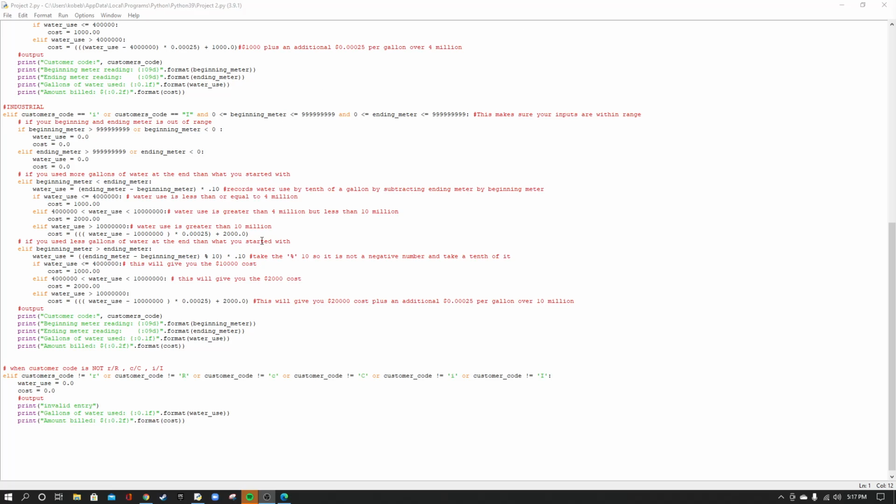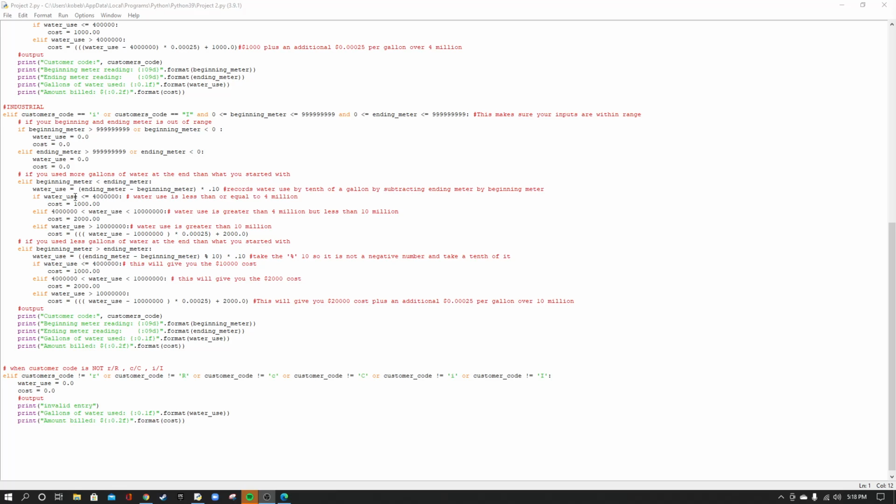For the cost, however, there are three options where you can be billed. If your gallons used is 4 million gallons or less, then it's just a flat rate of 1,000. If your gallons used exceeds 4 million but doesn't exceed 10 million, then it's a flat rate of 2,000. And if it exceeds 10 million, then it's a flat rate of 2,000 plus an additional fee of 0.0025 per additional gallon used over 10 million. So that's what we have for our cost.